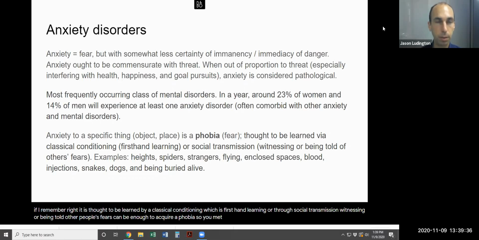So you may have never been bitten by a spider or snake, and yet you could still be very afraid of these things because of social transmission. So we've got phobias for heights, spiders, strangers, flying, enclosed spaces, blood, injections, snakes, dogs, and being buried alive. This is not a complete list. This is far from a complete list because people have phobias about so many things, but these are the common ones, I would say, the most common ones.